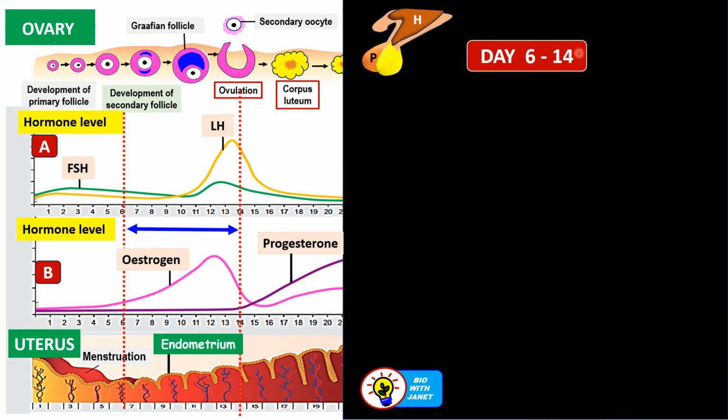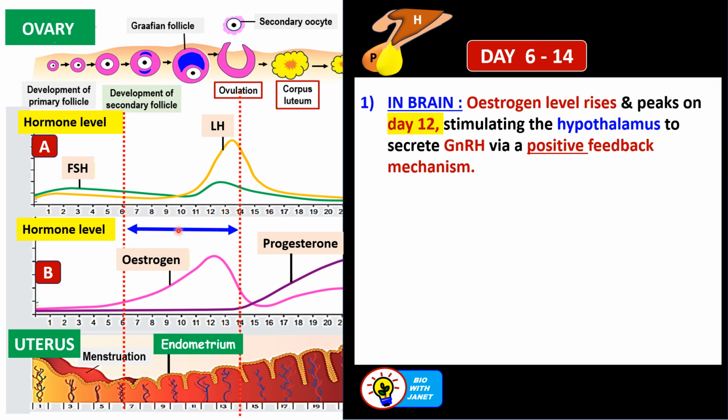Now let's go on to day 6 to 14. Day 6 to 14 is from here to here. Follow the blue arrow, okay? This section of the graph. Firstly, the estrogen level rises in the blood because it's produced by the follicular cells. From day to day, the estrogen level is increased, as you can see here, and it peaks on day 12 here.